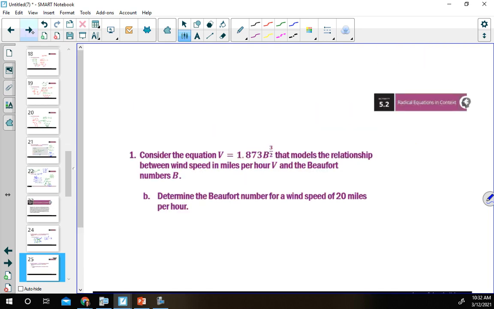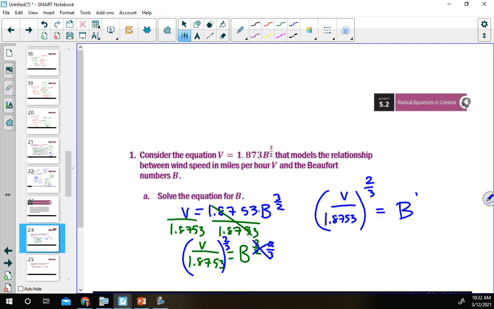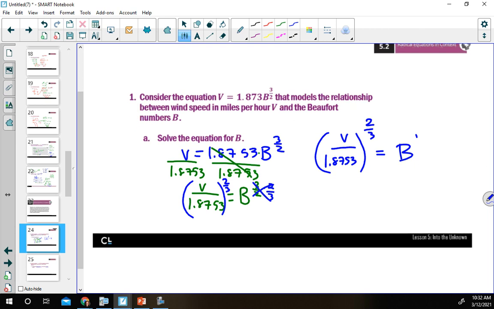Then the next question says, determine the Beaufort number when the wind speed is 20 miles per hour. So that 20 miles per hour stands for that B. I'm answering question B. I just have my equation on here, so I'm going to plug that 20 in for that B, because that B stood for the miles per hour.